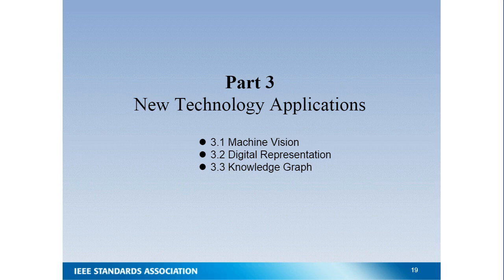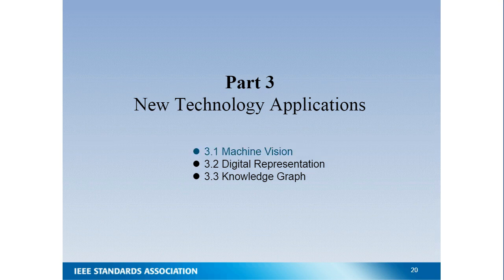Turning off the page of mass customization in part 2, we are moving forward to new technology applications in manufacturing. We will first take a look at how machine vision is applied to online detection, and then the buzzy topic nowadays, digital representation or digital twin. Finally, the knowledge graph, which supports the machine readable standards. And the first technology that we want to cover is machine vision.